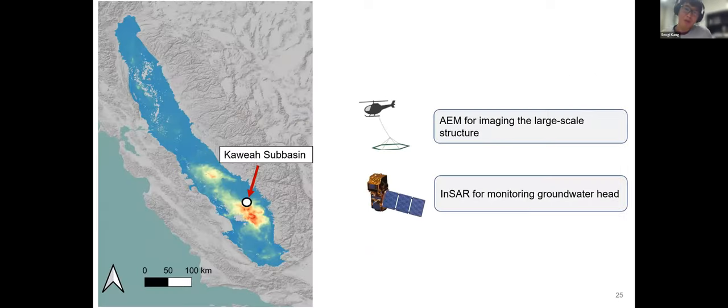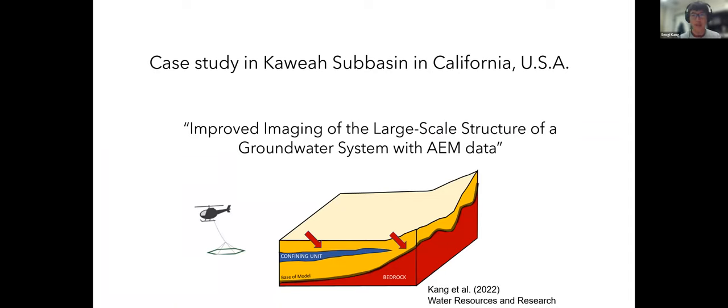So that was the background. Today I'm going to show two examples. The first one will be using airborne EM for imaging the large-scale structure. And the second one is InSAR for monitoring groundwater head. I'm going to focus on a location called the Kaweah Basin, located here. This is the location where we see large subsidence, and the groundwater issues in this location are pretty serious. So I'm going to start with the case study in the Kaweah Basin in California.